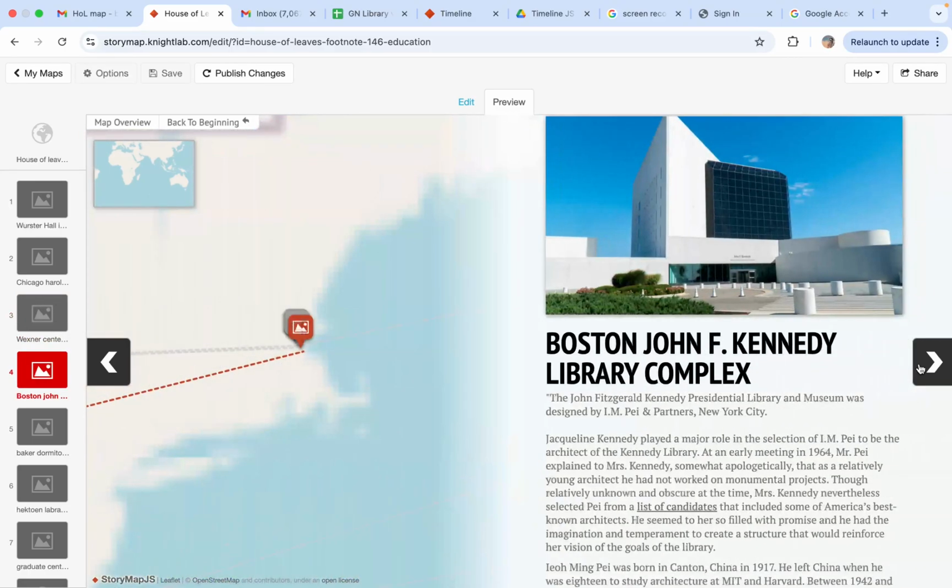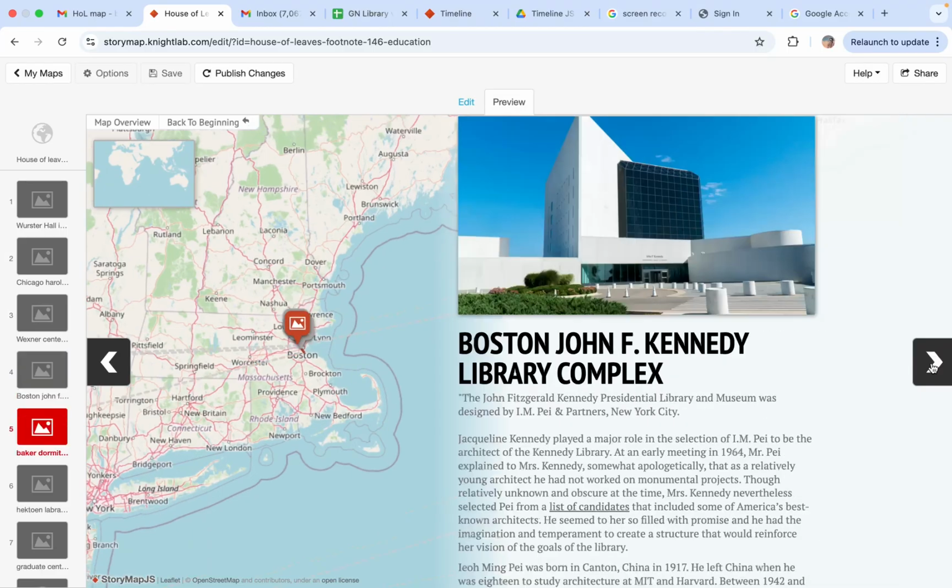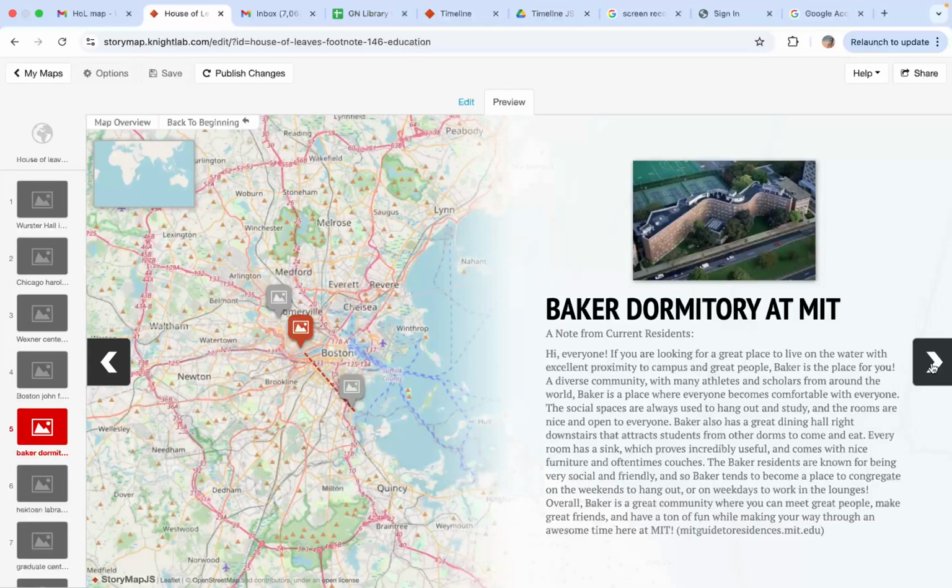Moving on, here is the Boston John F. Kennedy Library Complex. I had to go on Google Maps and try to cross-reference with the Story Map JS. This one wasn't labeled on Story Map JS, so I had to corroborate these two maps to find the location. Something else I noticed in maps based on the video for the assignments was that there was like McDonald's. Here I noticed more Subways than McDonald's.